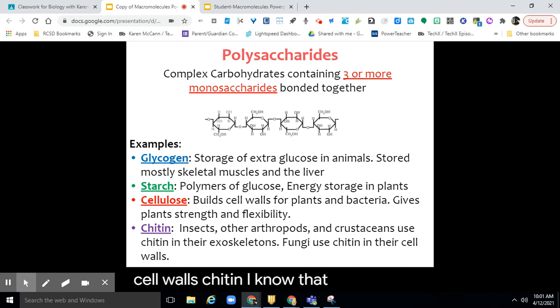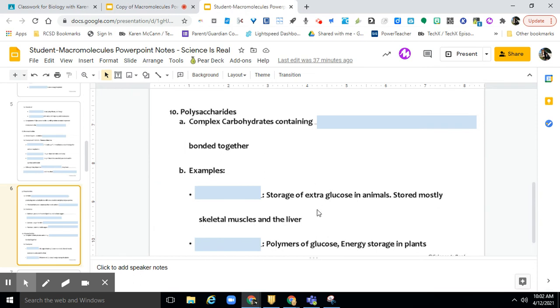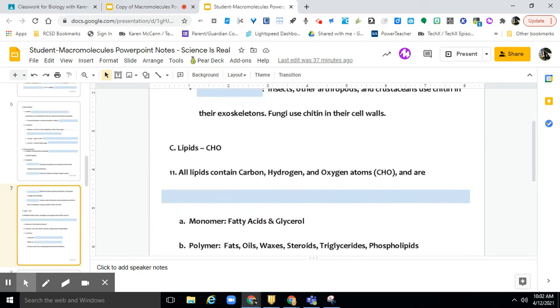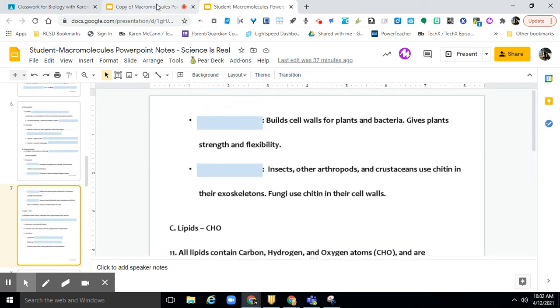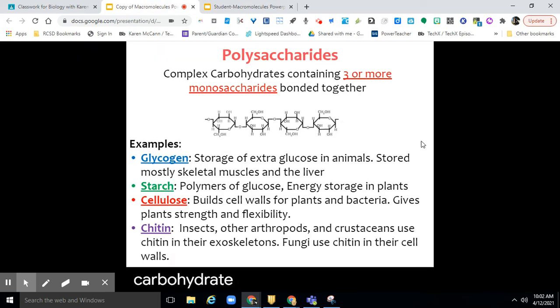Chitin, I know that sounds weird, but chitin is actually the name of the polysaccharide used in insects, other arthropods, and crustaceans. It is what is used in their exoskeleton. And fungi also use chitin in their cell walls. Don't forget to fill this in on your notes. That is the end of our carbohydrate notes.